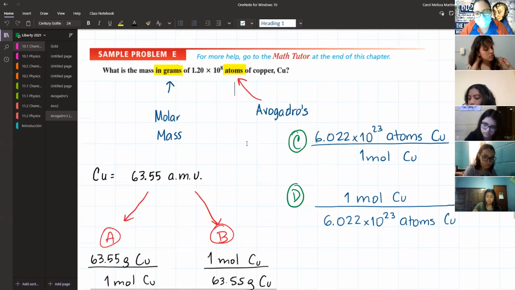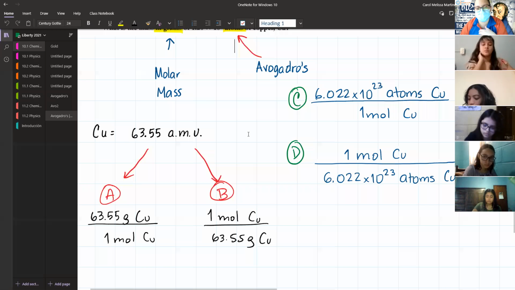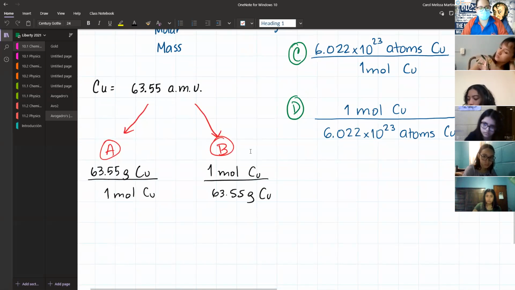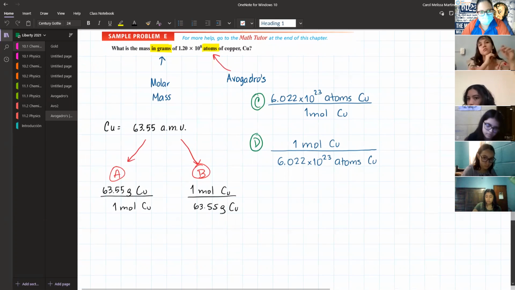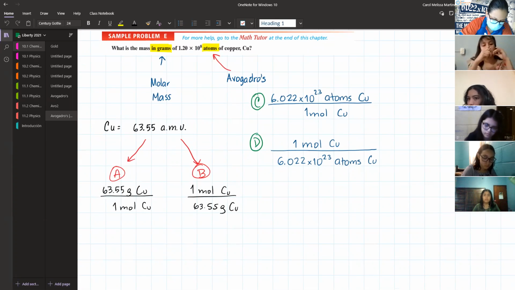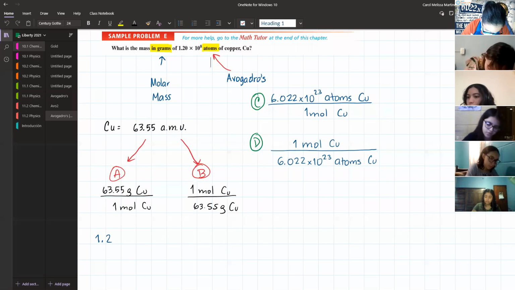Those are the 4 possible conversion factors that we can use for this kind of problem. And as I always tell you, we always begin with the given. So let's take a look. The conversion process will be 1.20 times 10 to the 8th power atoms of copper.